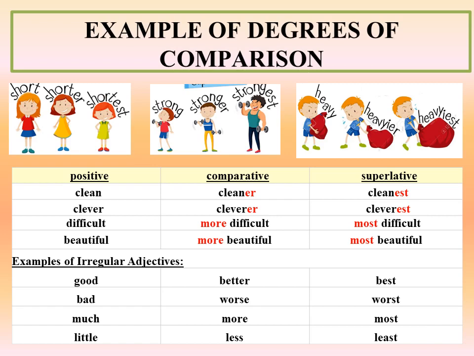Little, less, least. So there are a few words of irregular form of adjectives where the meaning will be the same, but the entire word itself will be changed. We will come across these when we do the exercise, and you will understand better. So these are a few examples for it.